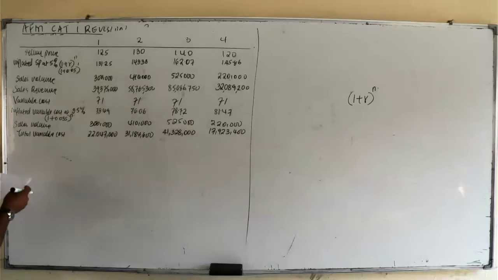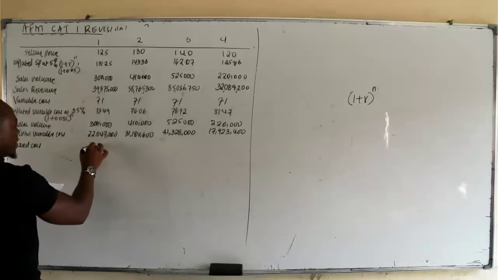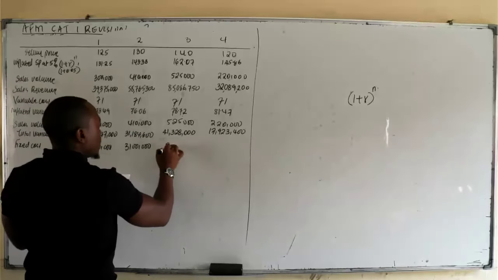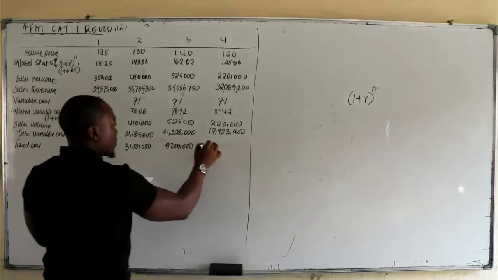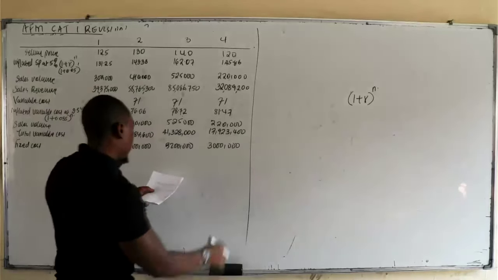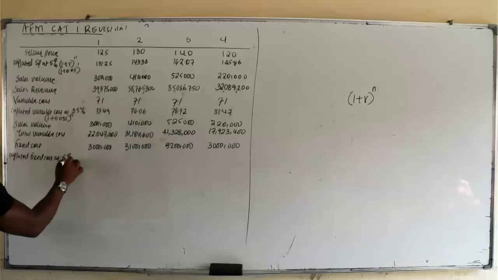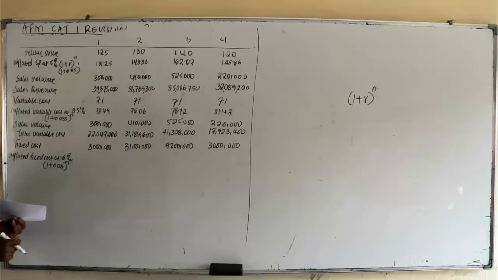And then you also had the fixed cost. Fixed costs were in thousands. So this is 3 million, 3.1 million, 3.2 million, and 3 million. Also for the fixed cost, there was inflation. Note number 1: the inflation on fixed cost was 6%. So we get the inflated fixed cost at 6%. So it's 1 plus 0.06 raised to power n.